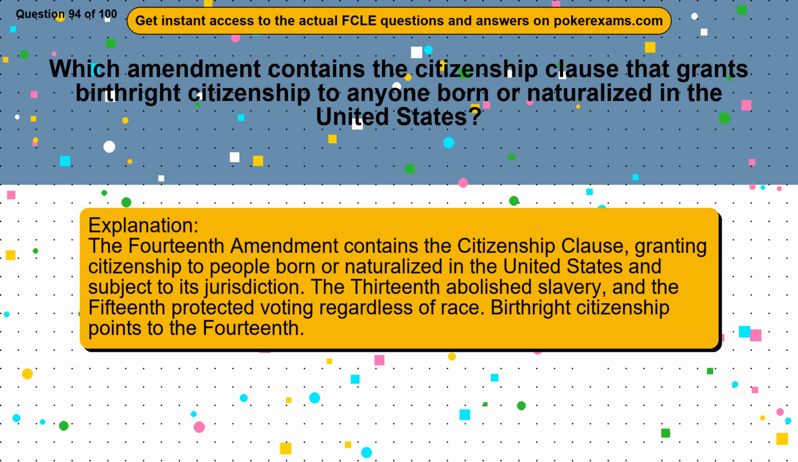The 14th Amendment contains the Citizenship Clause, granting citizenship to people born or naturalized in the United States and subject to its jurisdiction. The 13th abolished slavery, and the 15th protected voting regardless of race. Birthright citizenship points to the 14th.